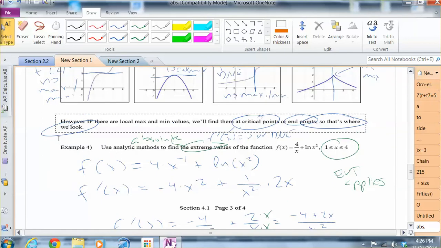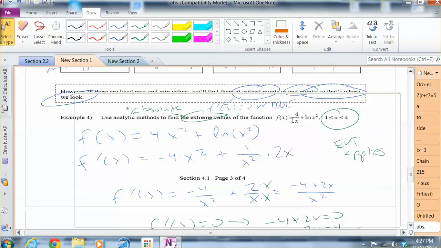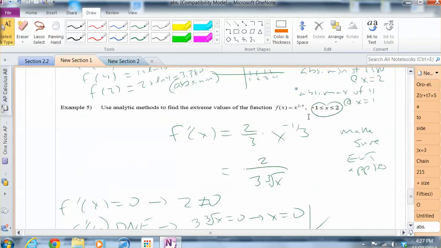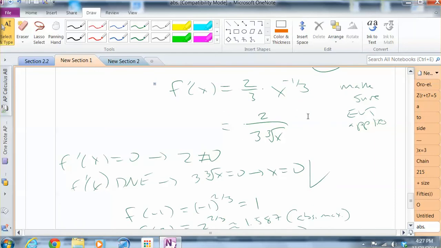And you could graph them, but these are continuous functions on their domains. 4 over x is an inverse function, or reciprocal function, whatever you want to call it, a rational function. Ln x squared is going to be continuous on its domain. X to the 2/3 power functions are continuous on their domains. So we do have to make sure it's closed and continuous, so an absolute maximum can occur.